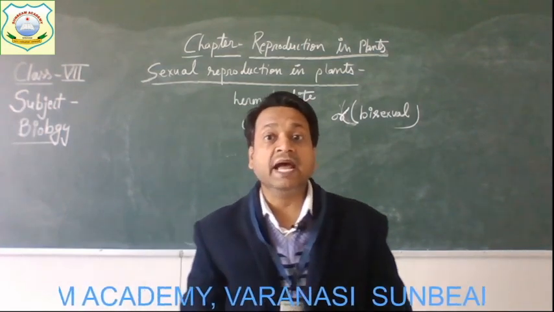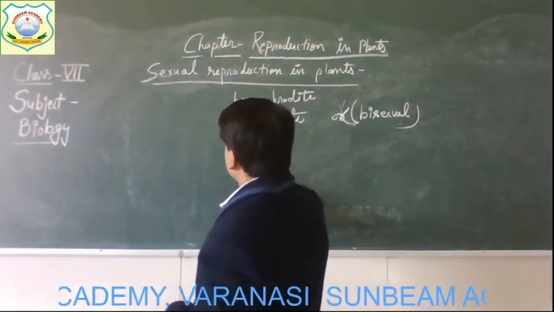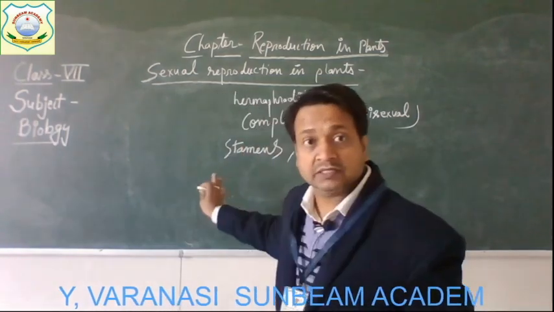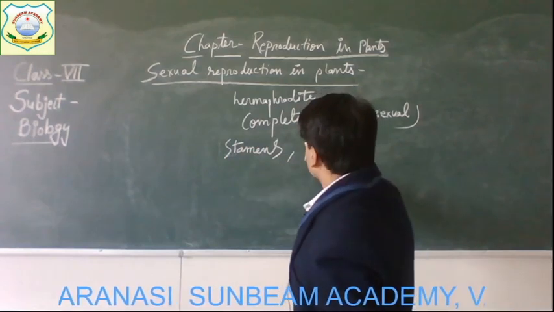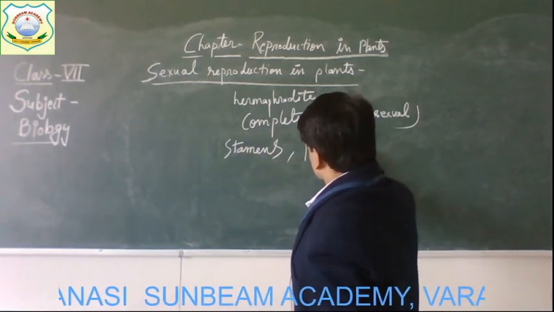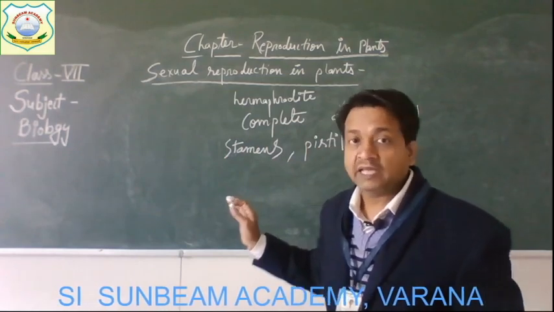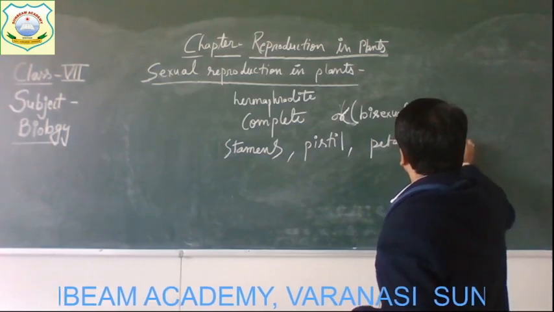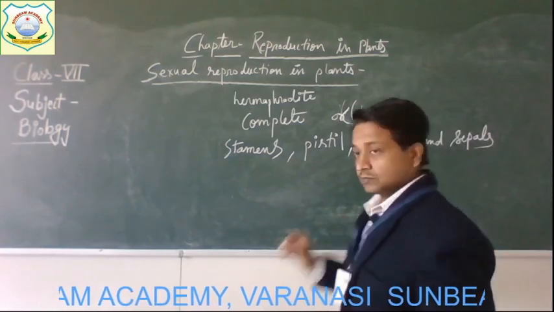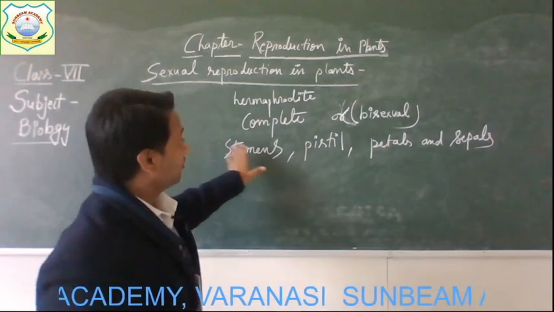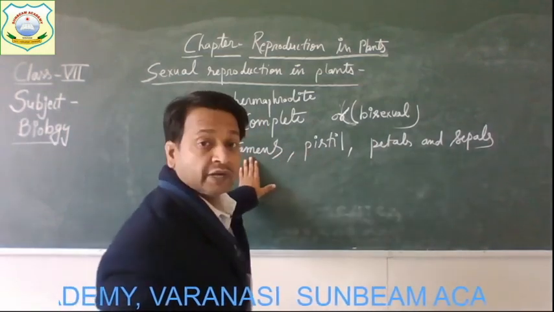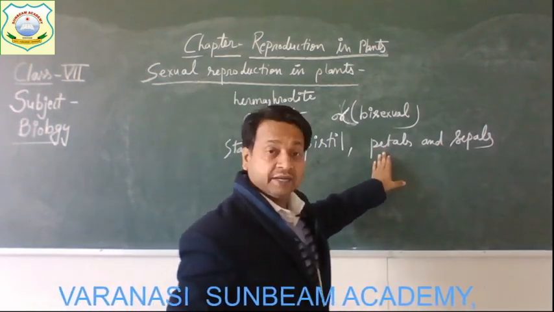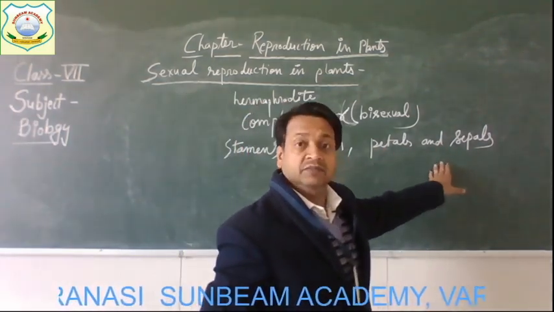So you can say that the parts of the complete flowers are stamens and pistil, petals and sepals. So these are the parts of complete flowers. The first part is stamen, second part is pistil, third part is petals, and the fourth part is sepals.